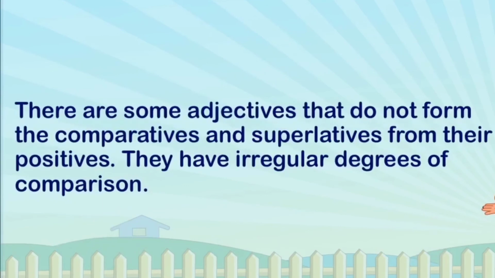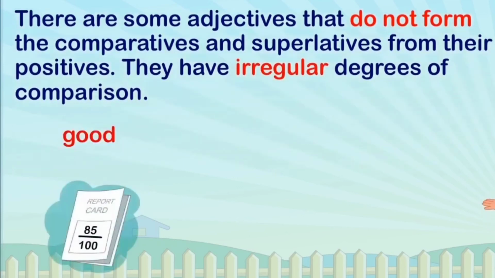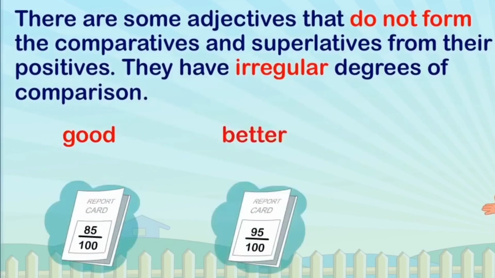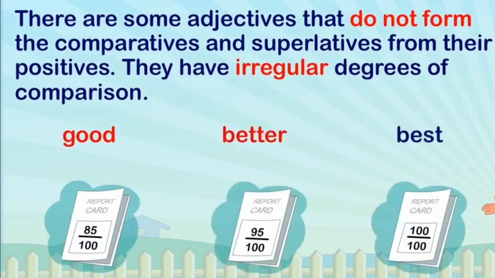There are some adjectives that do not form the comparative and superlative forms from their positives. They have irregular degrees of comparison. For example, good, better, best.